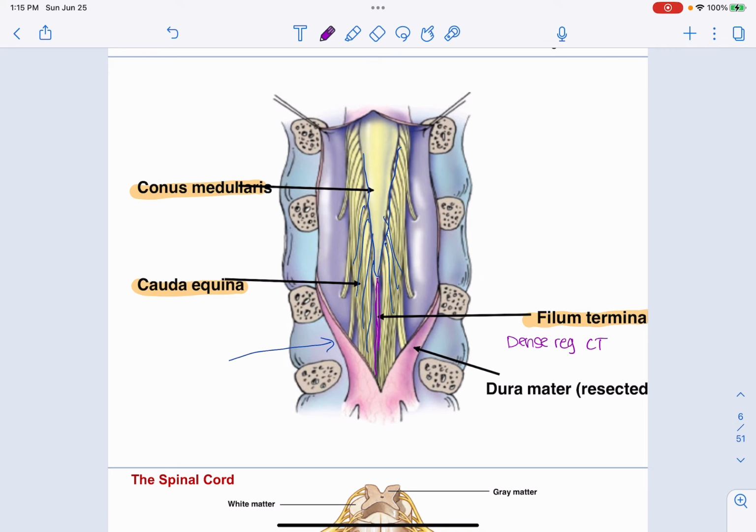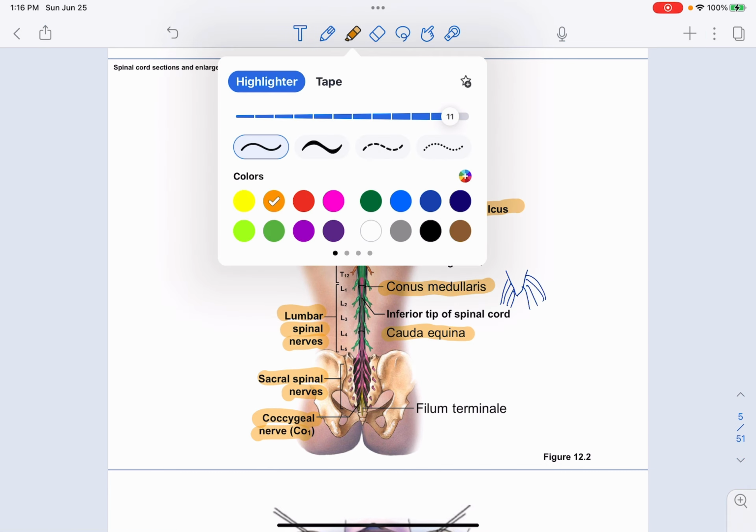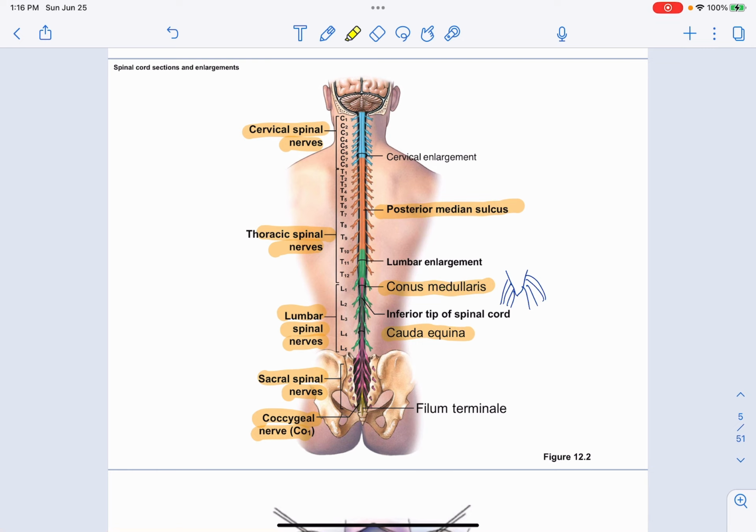All right, now I want to take you back and show you a couple other enlargements that are important to note as well. There are two areas of enlargement that occur on the spinal cord. One is called the cervical enlargement, and one is the lumbar enlargement, right here. This is an area of the spinal cord that bulges out. It happens in the cervical region and in the lumbar region, and this occurs where the nerves going to the upper limbs and the lower limbs are entering or exiting the spinal cord at these enlargements.